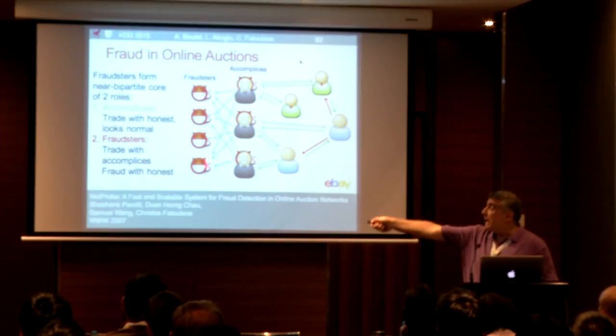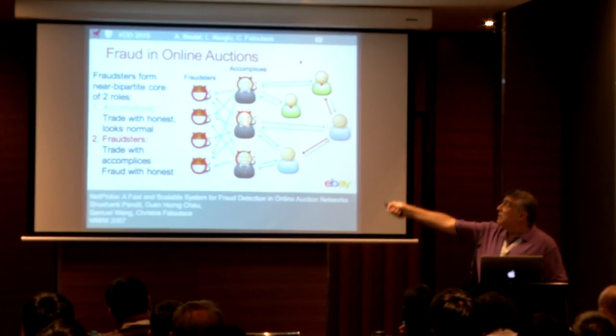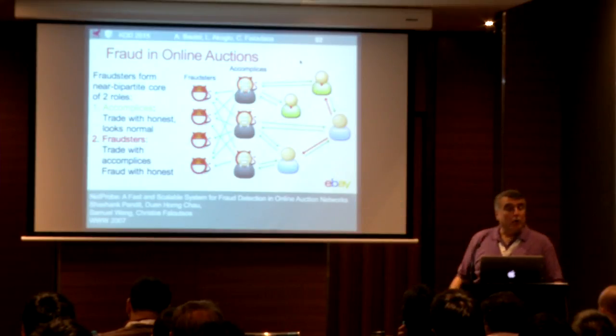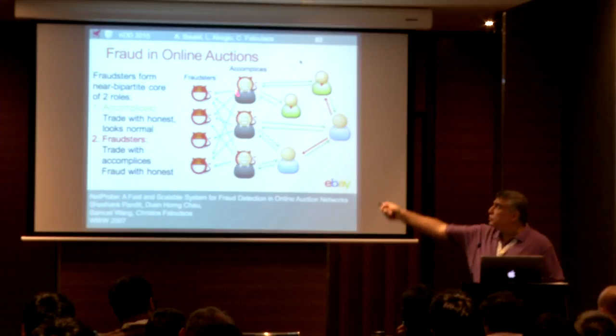So here are the bad guys that will do the non-delivery fraud. Here are the accomplices. They are not completely bad, right? And these are honest users, right? So the accomplices will stay with eBay for a long time. They will interact with honest people and buy cheap stuff, right? So they get good feedback, right?